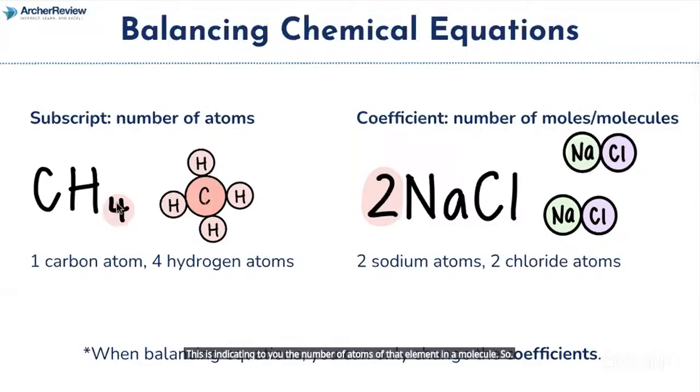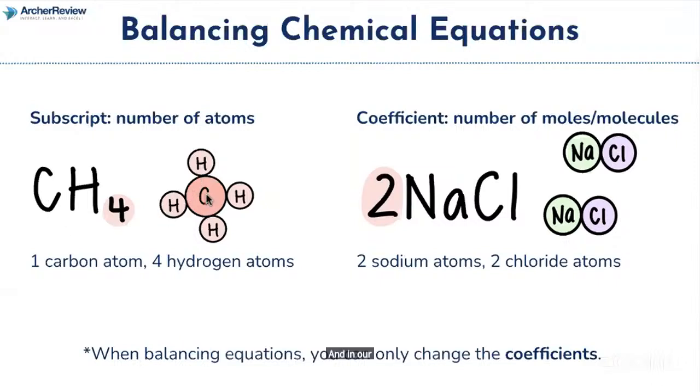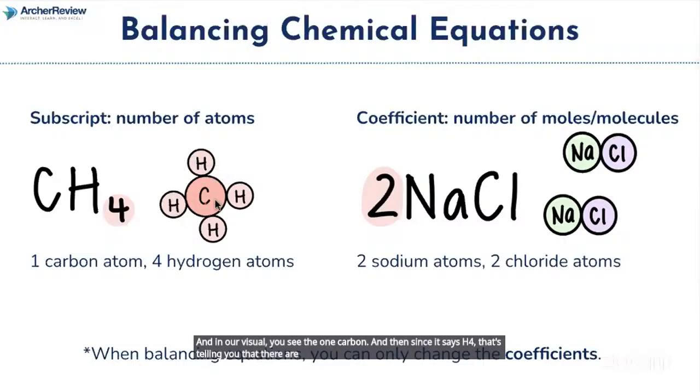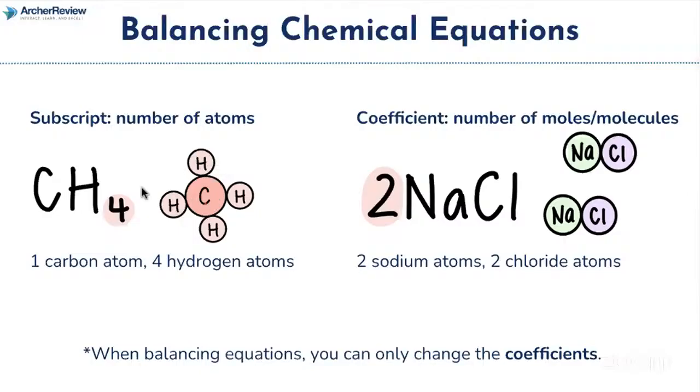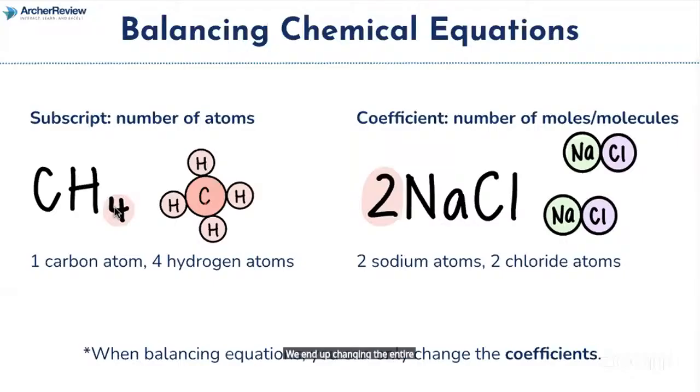So for CH4, we've got 1 carbon because there's no number after it, so we just assume 1. And in our visual, you see the 1 carbon. And then since it says H4, that's telling you that there are 4 hydrogens around that carbon. We cannot change subscripts in chemical equations. Cannot. If we do, we end up changing the entire molecule. We're no longer talking about the same type of matter, and we have to account for all parts of matter.